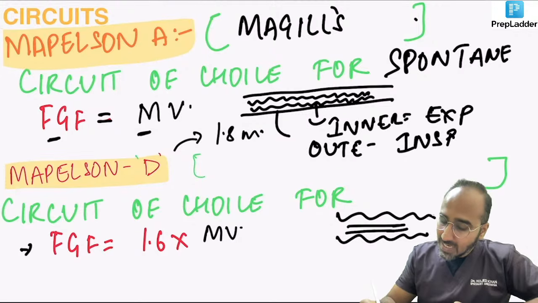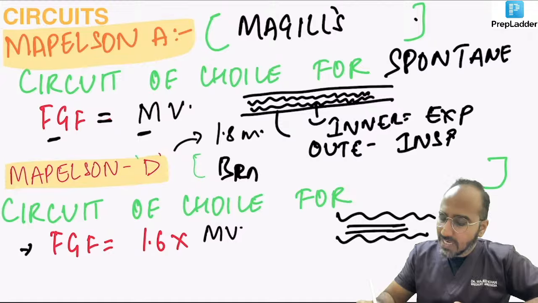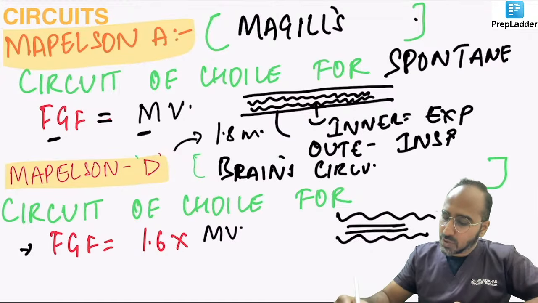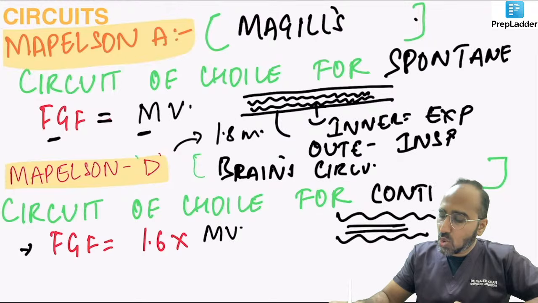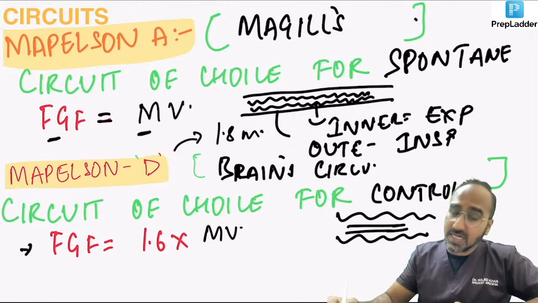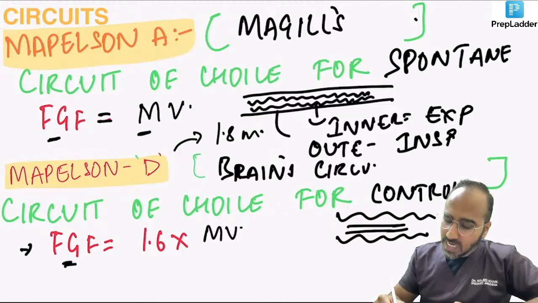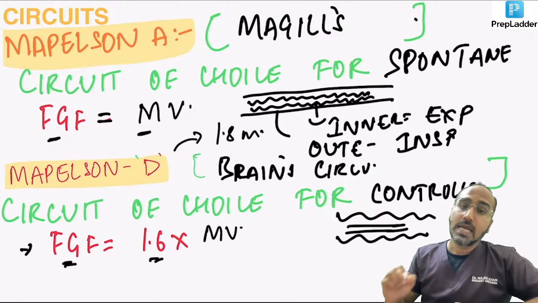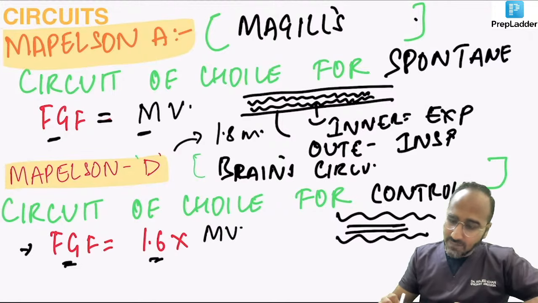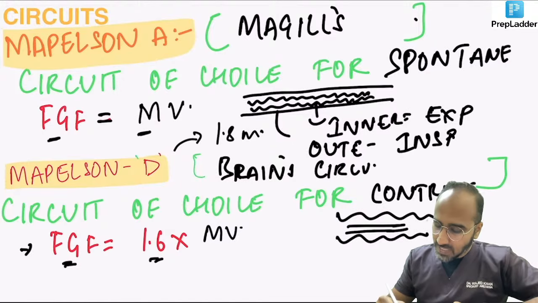Mapleson D circuit is also called the Bain circuit. This is regarded as the circuit of choice for what ventilation? Controlled ventilation. Okay, Mapleson D circuit, B and C are not used. In order to prevent rebreathing, we give fresh gas flow equal to minute ventilation. Now in this circuit also one modification was done. What was the modification guys?